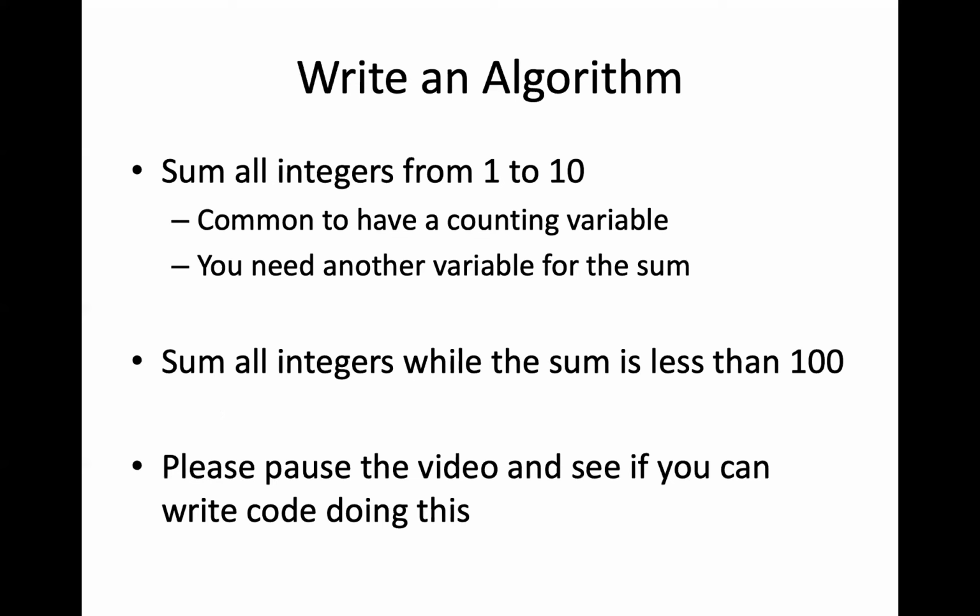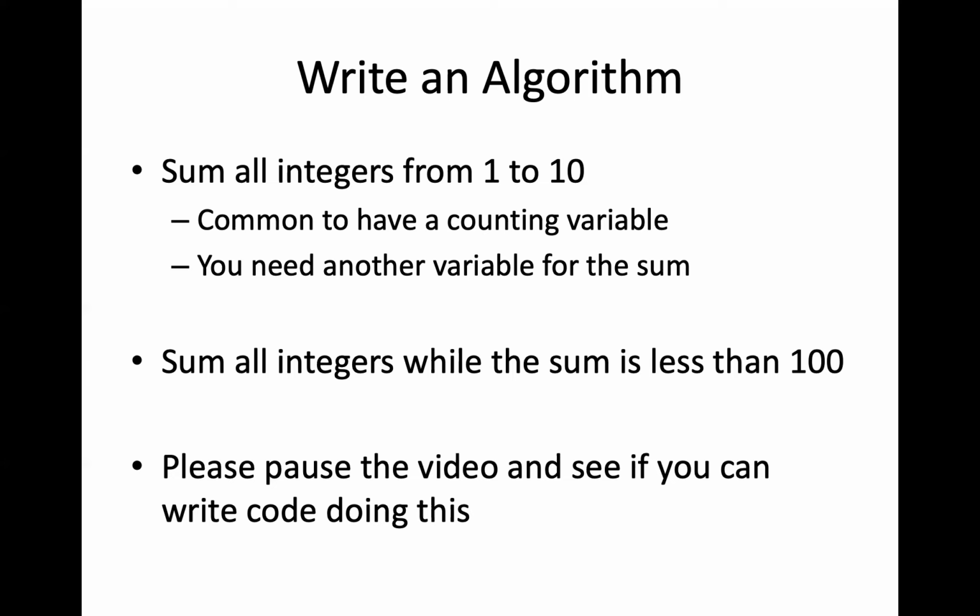So we're going to write an algorithm, and what we want the algorithm to do is print at the end the sum of all the integers from 1 to 10. So the sum of all integers from 1 to 2 would be 3, right? Because the numbers from 1 to 2 are 1 and 2, and we add them together and we get 3. We want to write a computer program that sums the integers from 1 to 10.